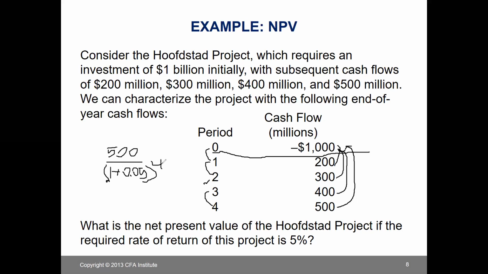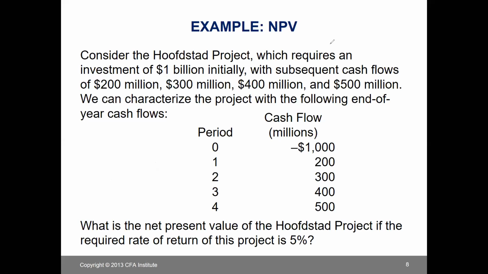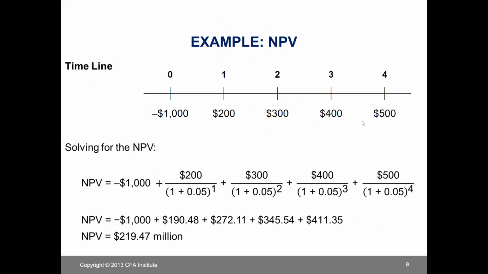Very good. Somebody wrote it quicker than me. And minus the investment cost, which is 1,000. Very good, Marlene. So this is what we do actually. The solution is given in here, like 500, 400 discounted, 300 discounted, 200 discounted.